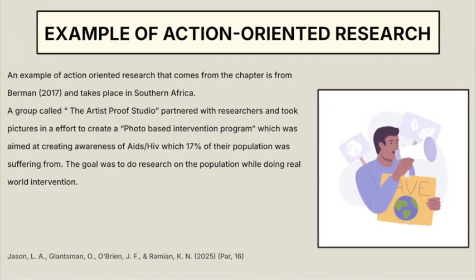An example of action-oriented research from the chapter comes from Burman in 2017, based in Southern Africa. A group called the Artist Proof Studio partnered with researchers to create a photo-based intervention program. They used photography to raise awareness about HIV and AIDS, which affected about 17% of the local population. The goal wasn't just to study the community, but also to make a real-world impact while conducting research. This project shows how community psychology often blends research with direct action to support and empower communities.